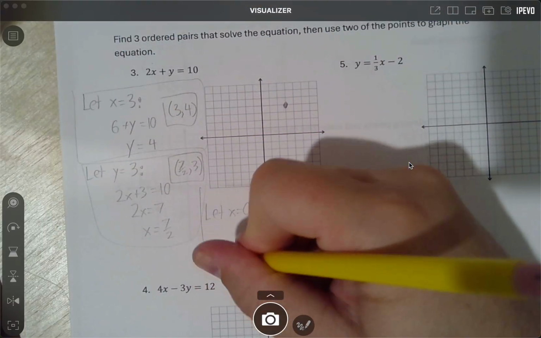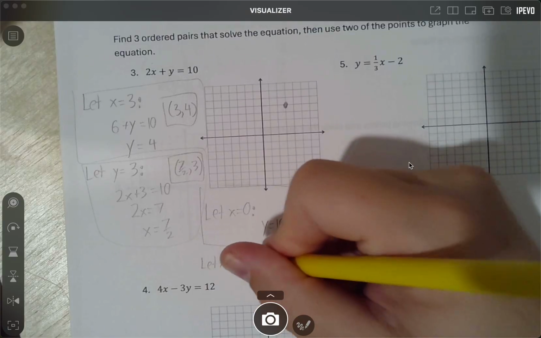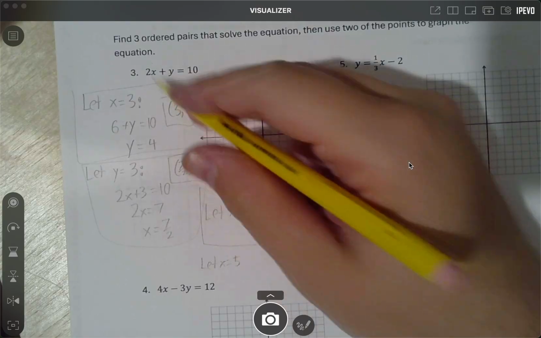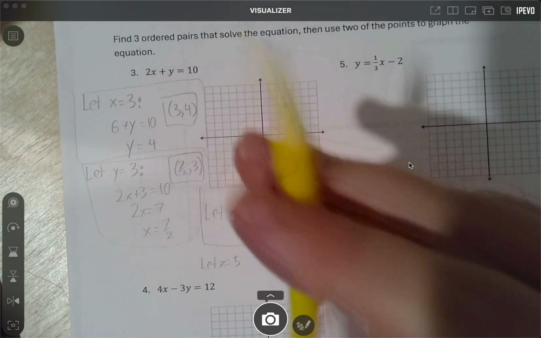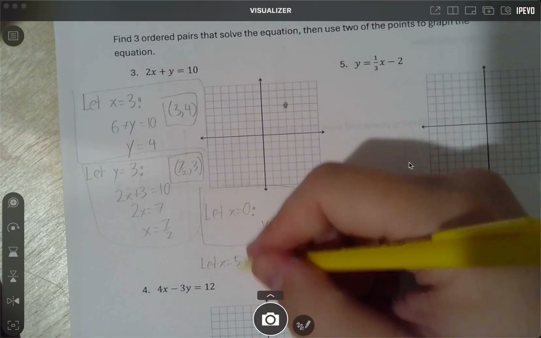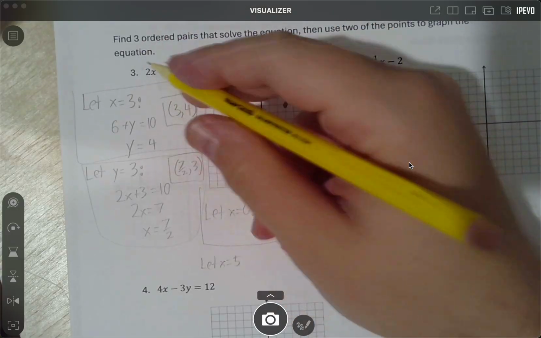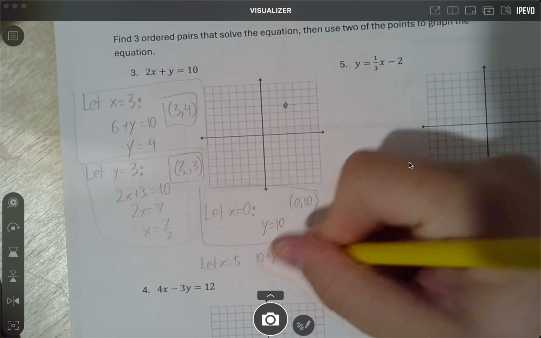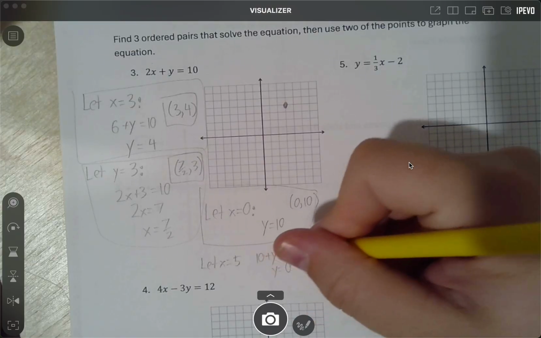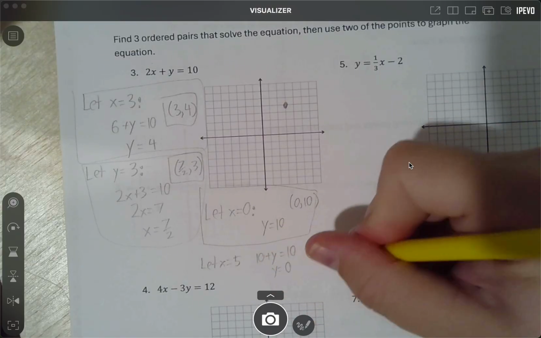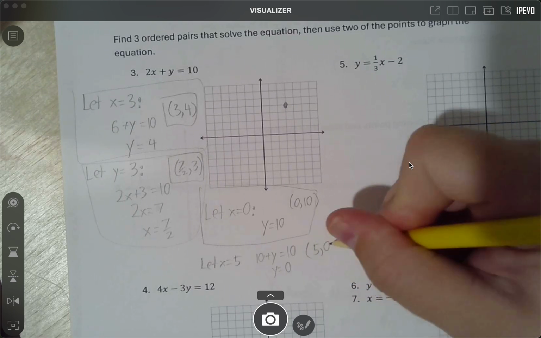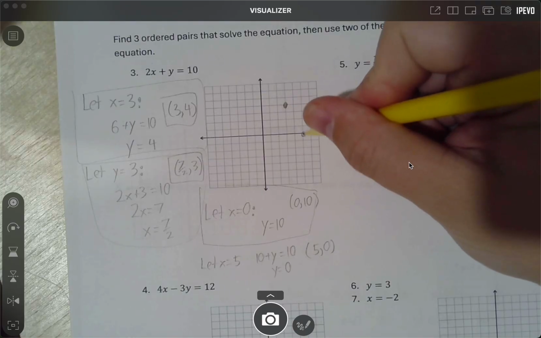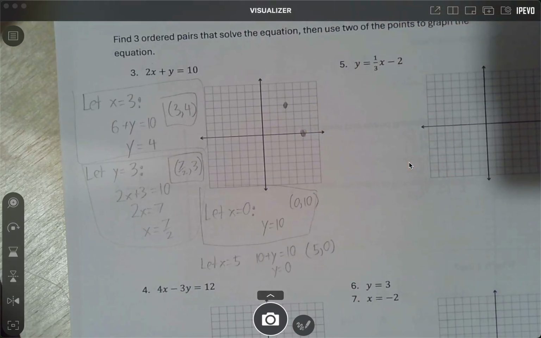Let's try let x equal 5. If I let x equal 5, well, whatever, I'm technically guessing. That's going to be 10 plus y equals 10, and I end up with y equals 0. I wasn't trying to find the zeros, but it happened anyways. Okay, finally, 1, 2, 3, 4, 5, comma 0. I've got another point on my graph.